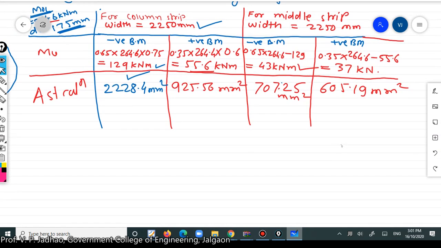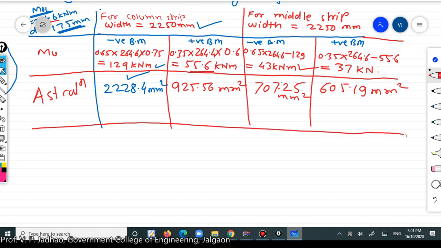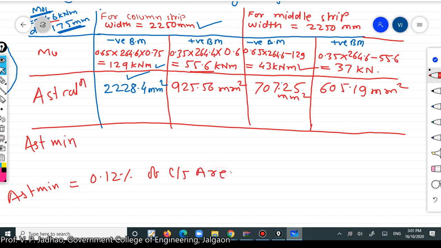Now we have to calculate the percentage steel requirement or AST minimum. What will be the AST minimum? Or we have to check for AST minimum. Now we know that AST minimum for beam or flat slab is given as 0.12% of the cross sectional area of the member.